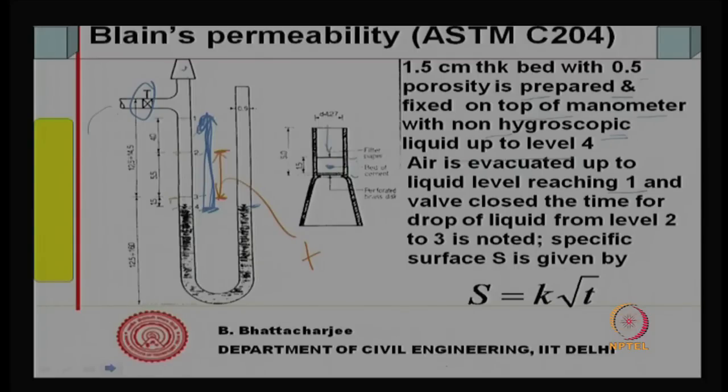There is an empirical formula, long, we need not look into that, but specific surface is proportional to k under root t. You can understand physically, if you have larger surface area.